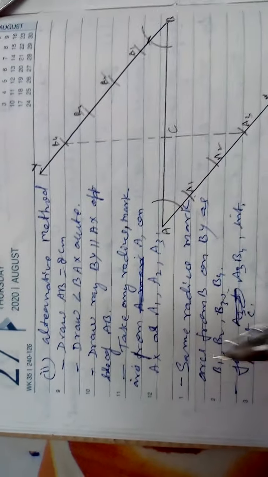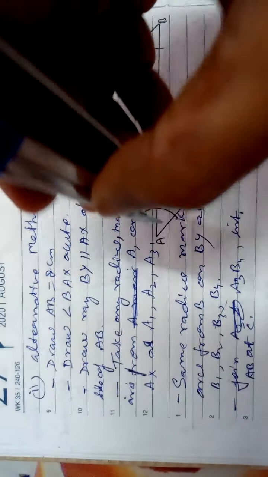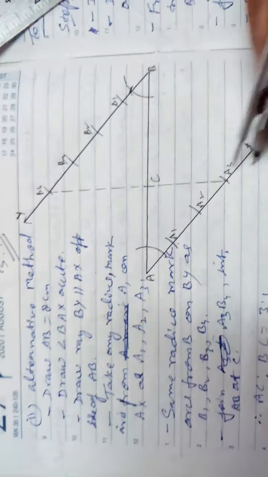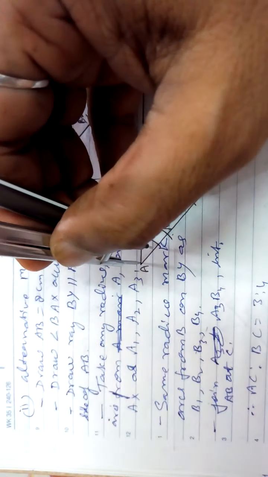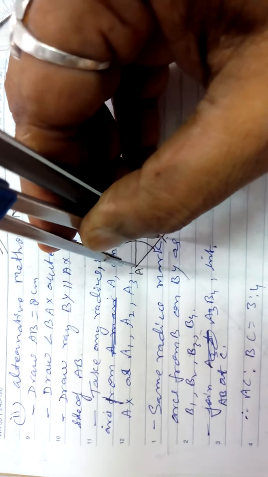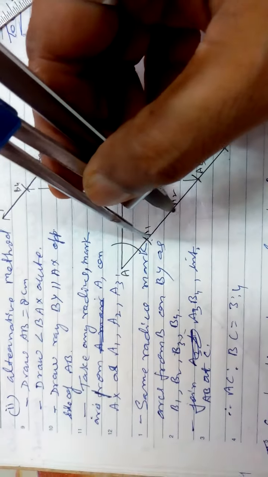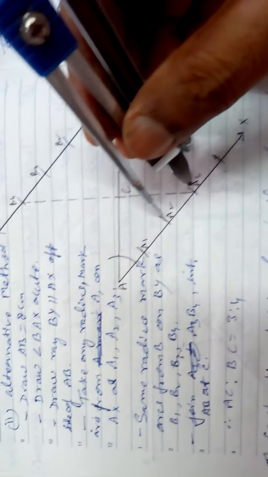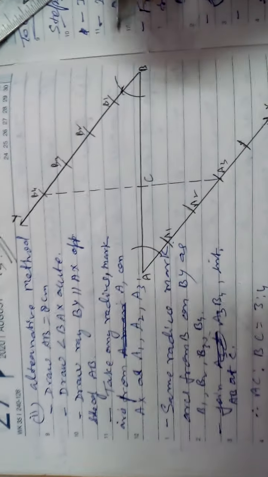After this, take a radius. How many? Take a radius and mark 3 arcs on AX. 3:4 is given, so 3 on this and 4 on this. 3 arcs means 1 radius I have taken. Mark 1 arc, same radius, second, third. 3 here, and the same on B with the same radius.